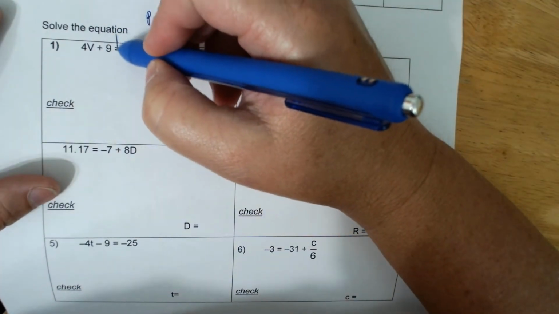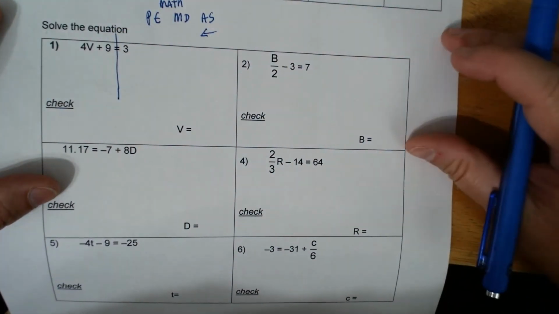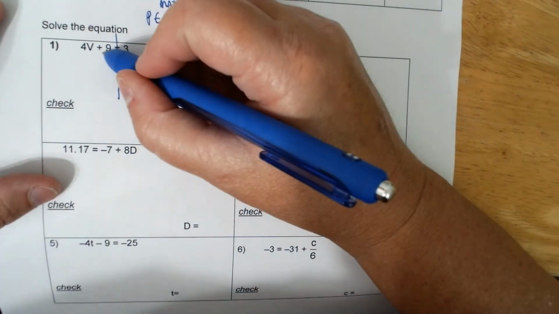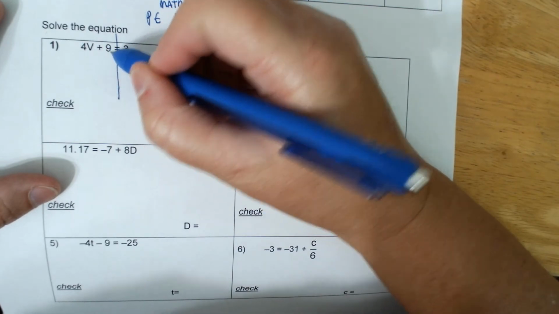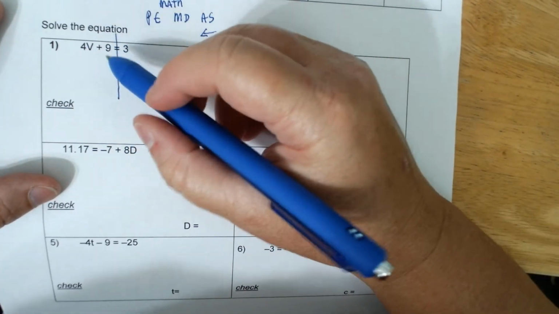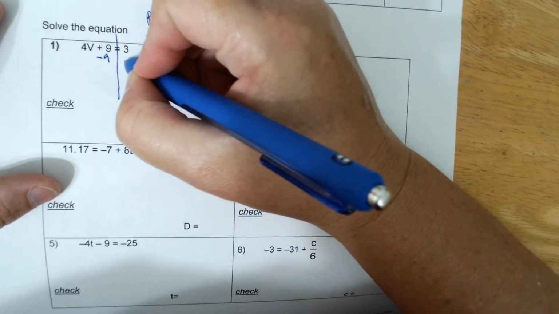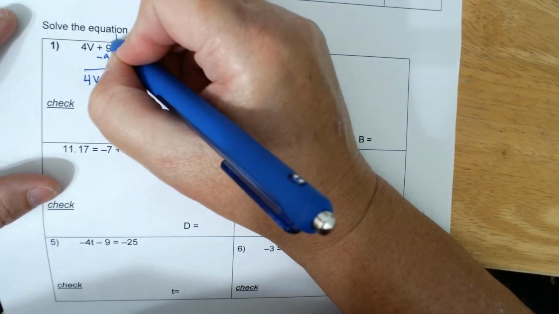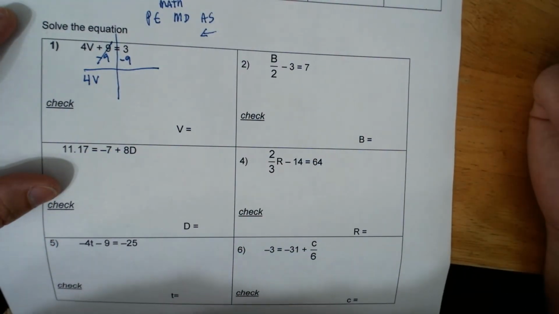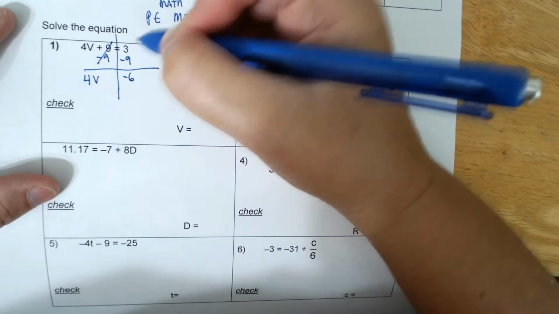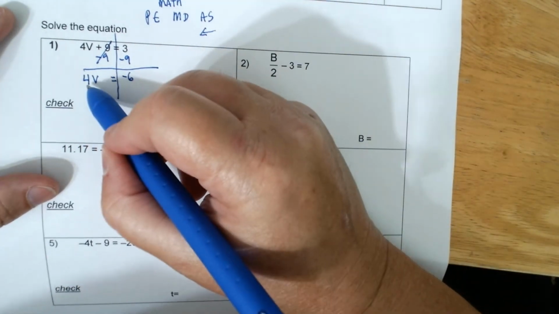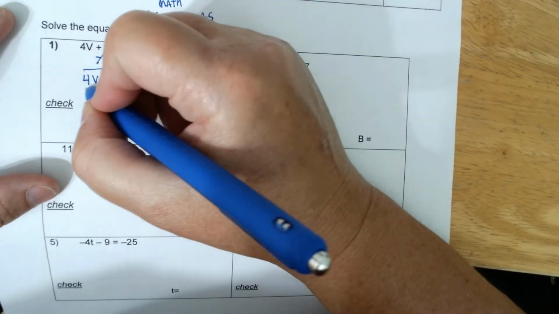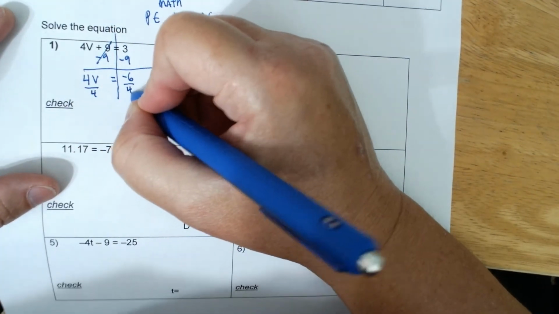So I'm going to draw a bridge, and I'm going to gather all my numbers on one side of the bridge and all my letters on the other side. I have a positive 9, or adding 9. The inverse operation of adding 9 is subtracting 9. Therefore, I have 4v, positive 9, negative 9 zeros out, and you have negative 6. This is 4 times v, so in order to get rid of multiplication, you divide both sides by 4.